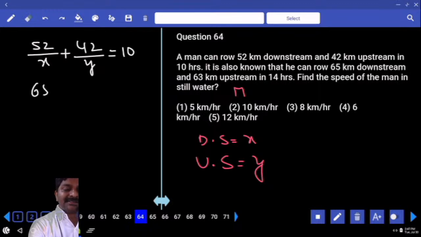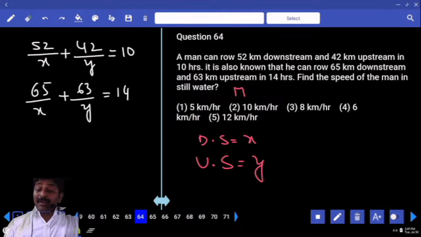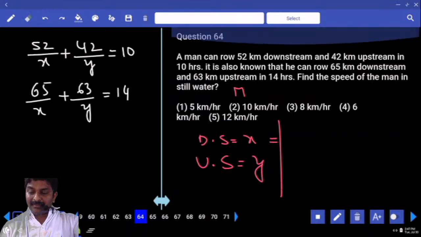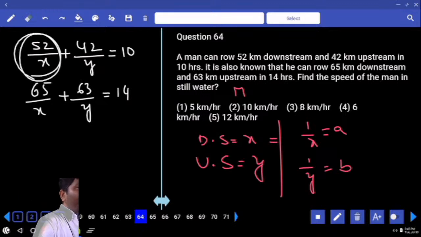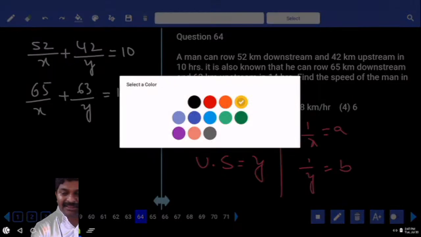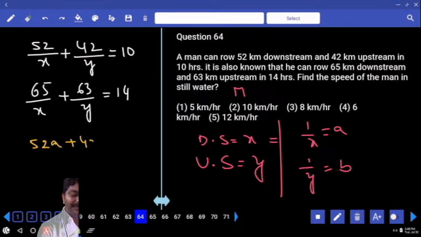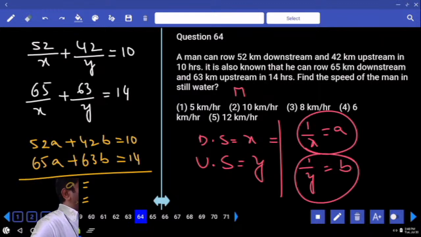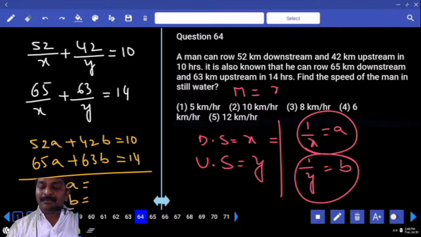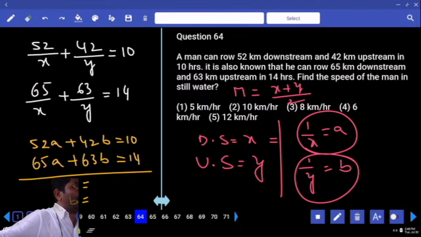And also, he covered 65 kilometers downstream, 63 kilometers upstream, and the time mentioned is 14. Now, I will take 1 by X as A, 1 by Y as B. Then we can rewrite this entire equation as 52A plus 42B is equal to 10, and 65A plus 63B is equal to 14. Yes. 2 equations, 2 variables. Easy to solve. Get the value of A and then B. After that, substitute here and get the value of X comma Y. Once you get X comma Y, how do you get the M value? X plus Y by 2. Will it take time or not? It is a stupid method.